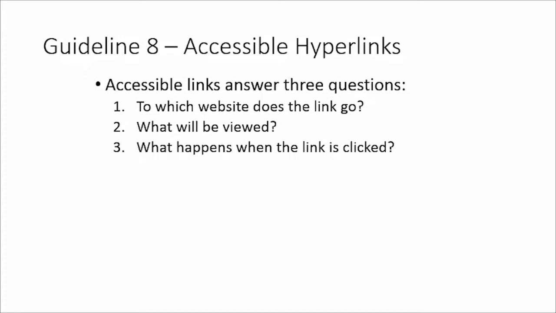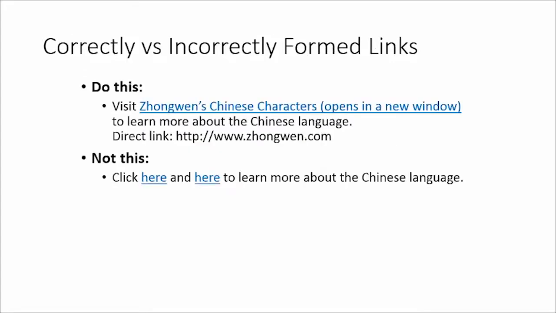We want to answer where are we going, what are we going to see, and what happens. Like this, it says visit Zhongwei's Chinese characters, opens in a new window to learn more about the Chinese language. Then we have the direct link. And I'm going to argue that the top one's just better pedagogy than the bottom one. Click here and here to learn more about the Chinese language. To learn what about it? To learn the bad words, to learn to speak it, to learn to write it, learn what about it. The top one gives me more context of what I'm going to learn about the Chinese language.